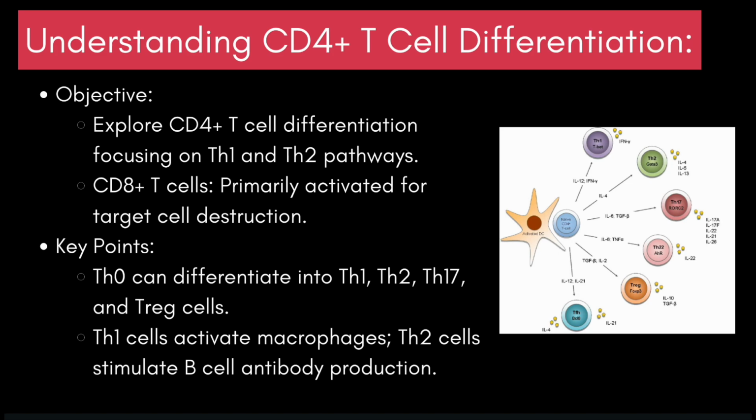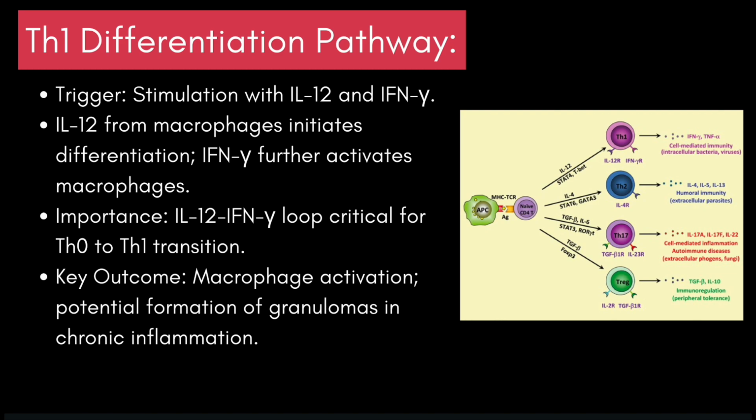So let's go ahead and narrow in and focus on the Th1 differentiation pathway. The main trigger for this is stimulation with IL-12 and interferon gamma. IL-12 from macrophages initiates differentiation. Interferon gamma further activates macrophages. The importance here is that the IL-12 interferon gamma loop is critical for the Th0 to Th1 transition. And the key outcome here is macrophage activation, potential formation of granulomas, and chronic inflammation.